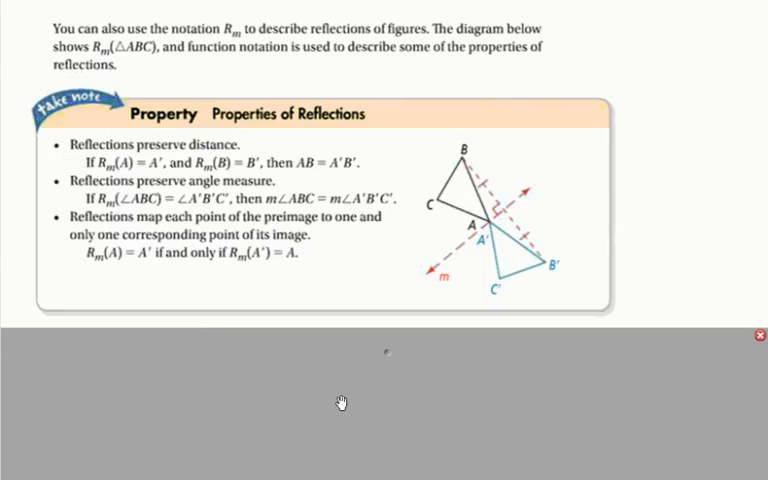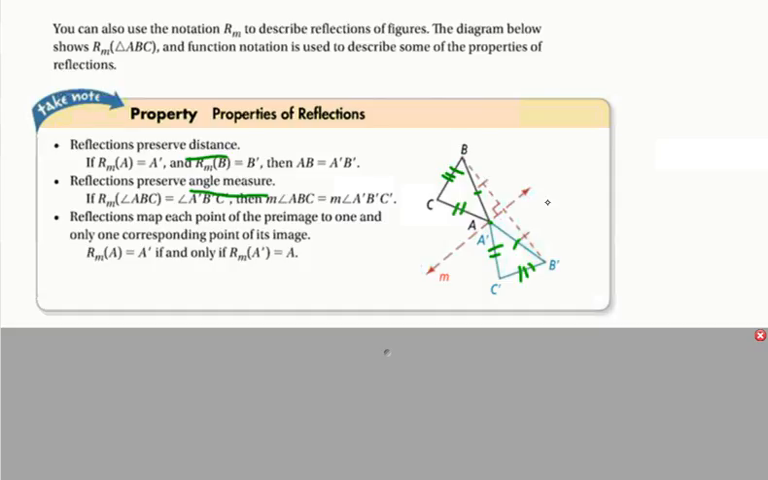So let's talk about some properties of reflection. Reflections preserve distance. Like we talked about, they'd be the same distance from the line. Also, AB has to be the same distance as A prime B prime, because it is going to be a congruent figure even after the reflection. Just like AC would have to be the same as A prime C prime, and the same thing with BC and B prime C prime. Reflections also preserve angle measure.